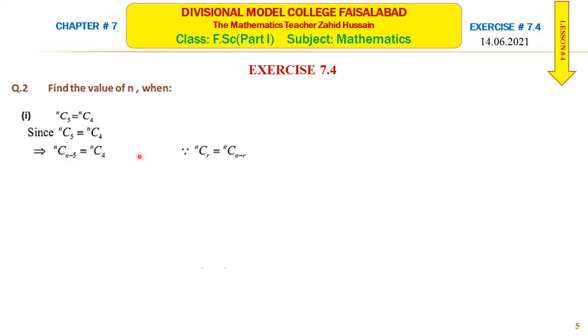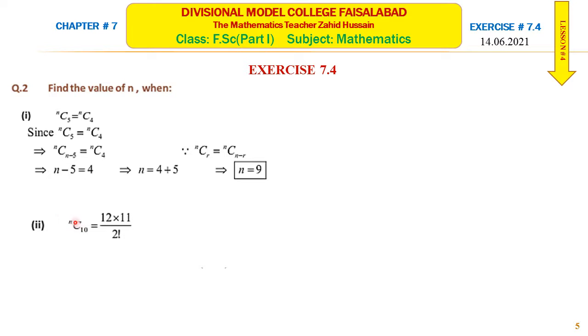This is the complementary combination which we have just studied. So using this rule we can equate and get n minus 5 is equal to 4. Solving this we get n is equal to 4 plus 5, and n is equal to 9. This is an important question from the short question point of view.